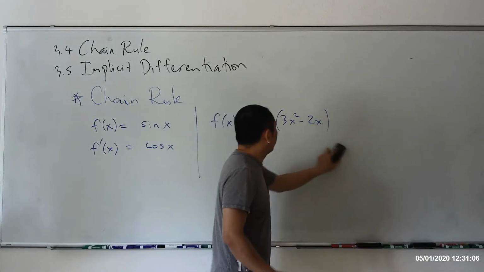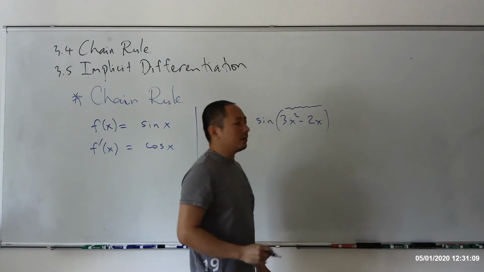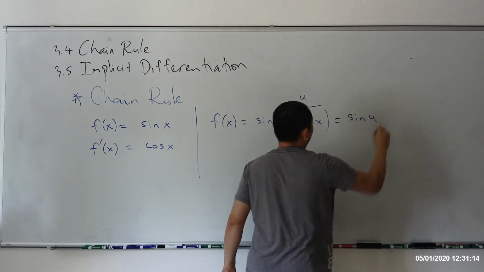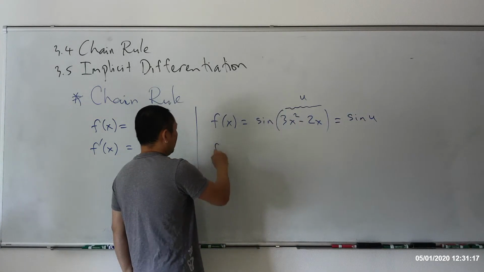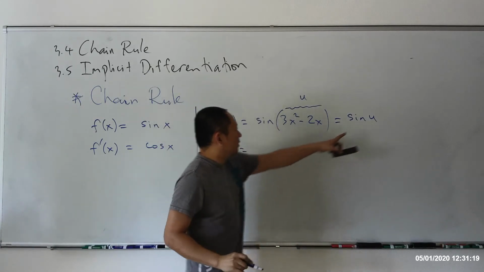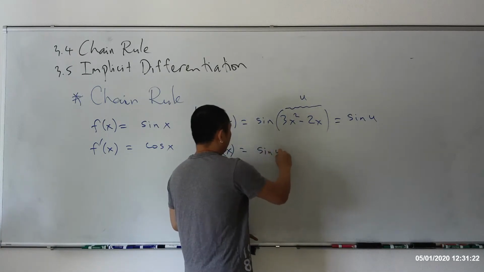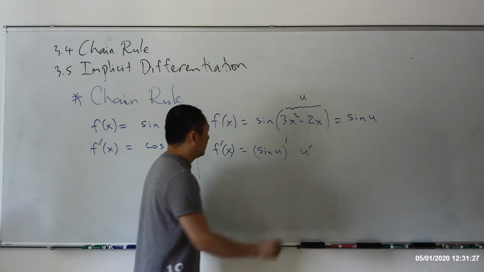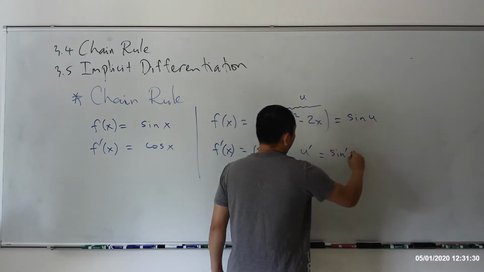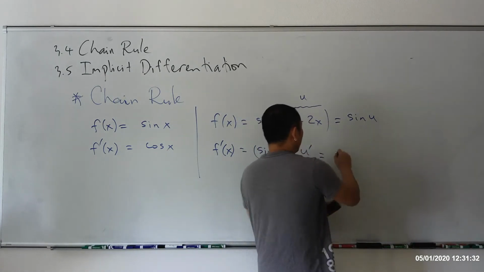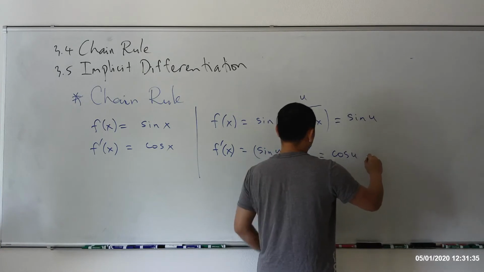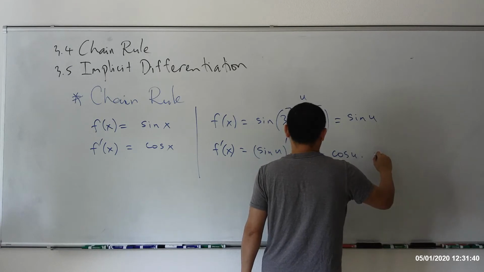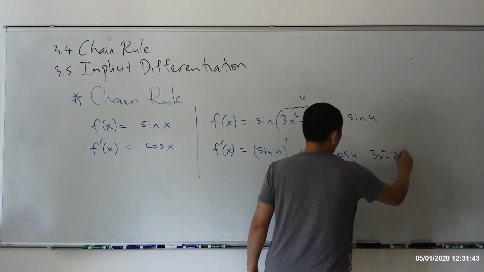You're going to think of the whole mess inside the sine function right here as a letter u. So this function is no more than sine u, right? And the chain rule says this. Taking the derivative, you're going to take the derivative of that sine u, and then you times u prime. Whatever mess that you have, multiply by u prime. And so this is what? Sine prime of u, which is, what is the derivative of sine? It's cosine of u. And then times u prime, which is that mess prime, which is the derivative of 3x squared minus 2x.